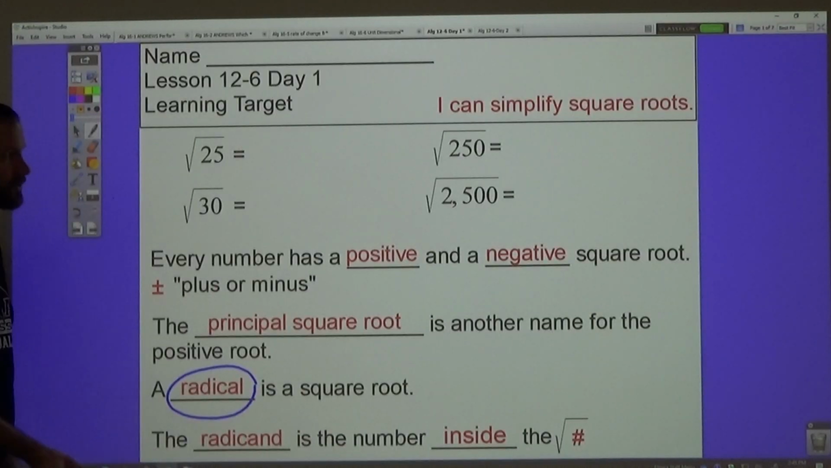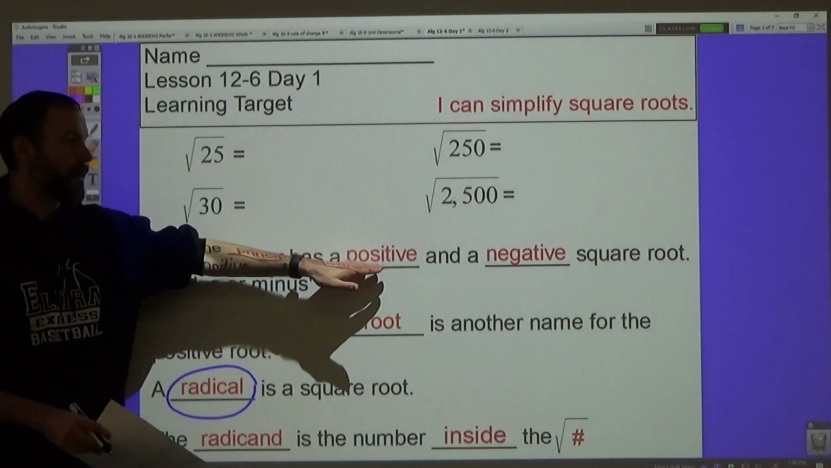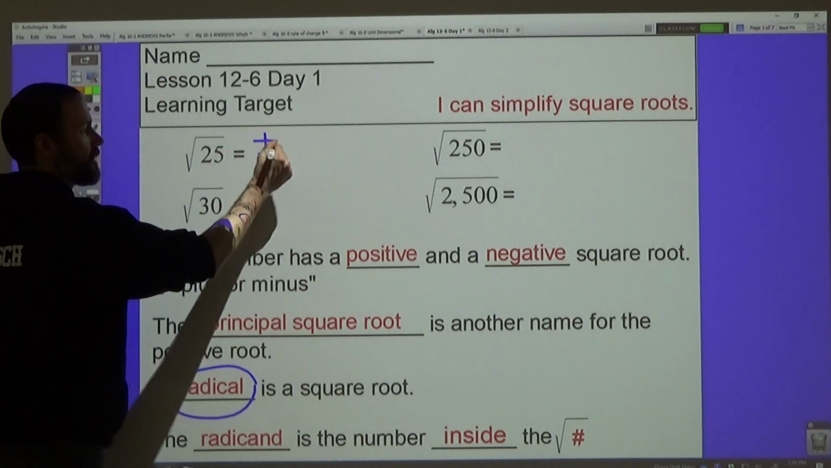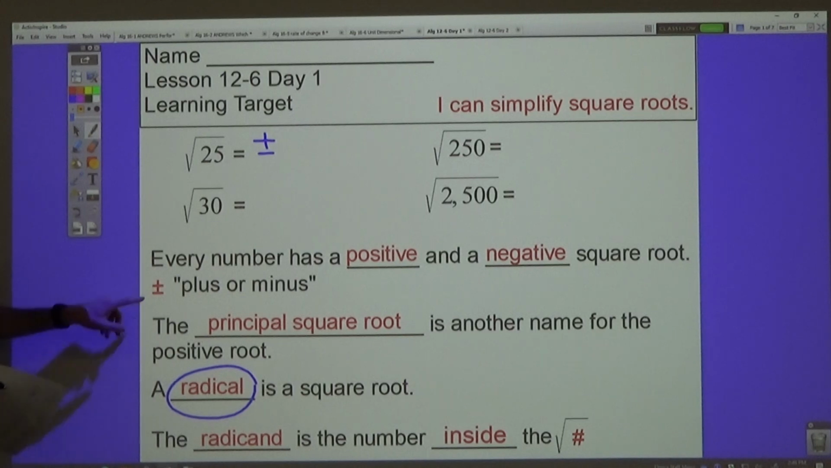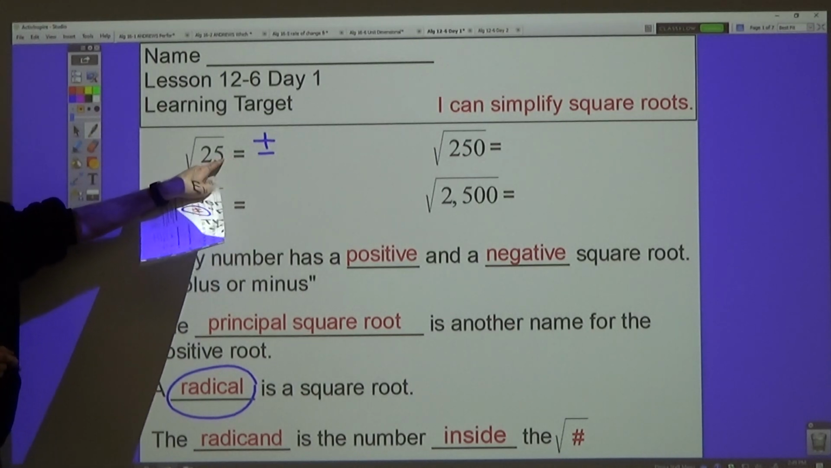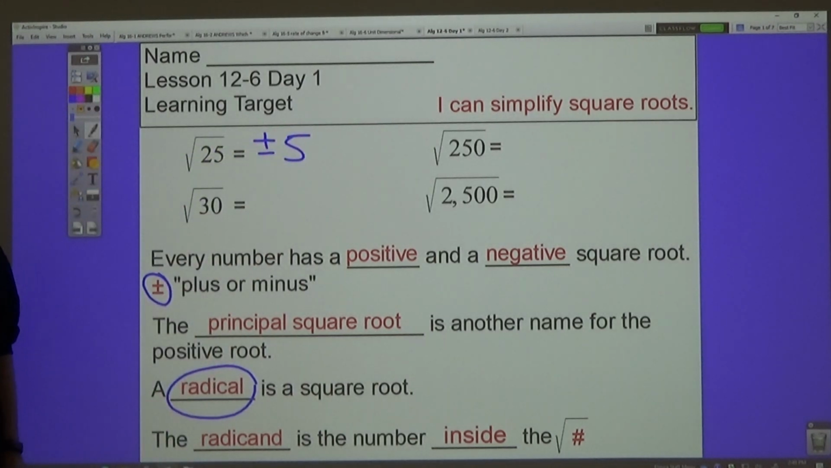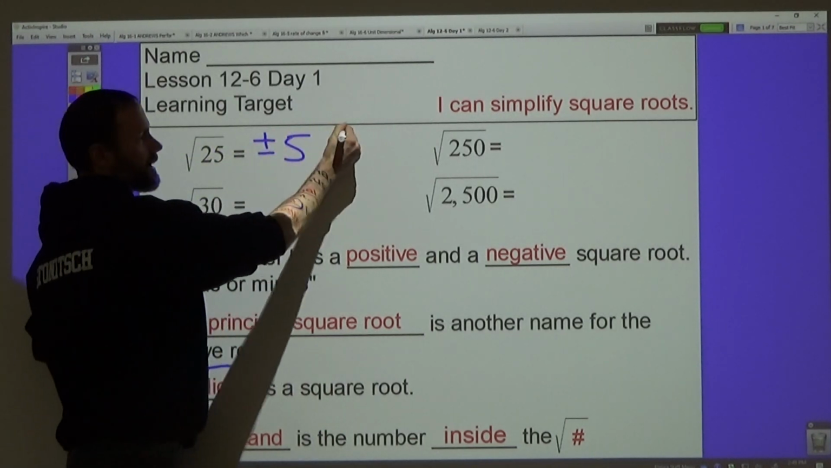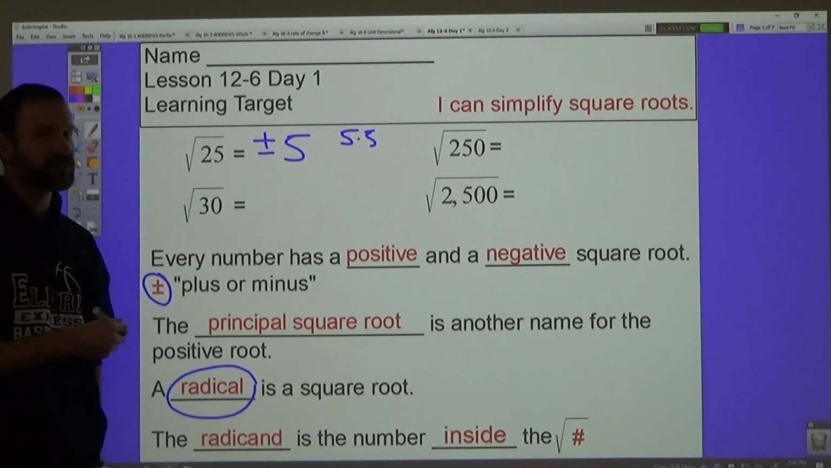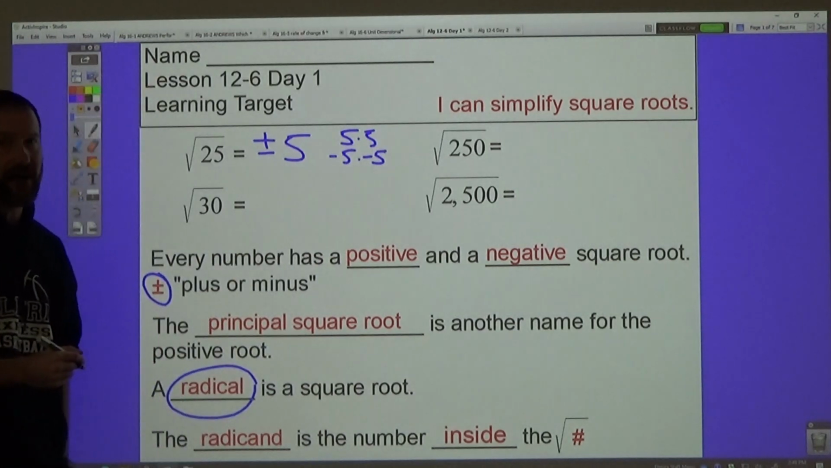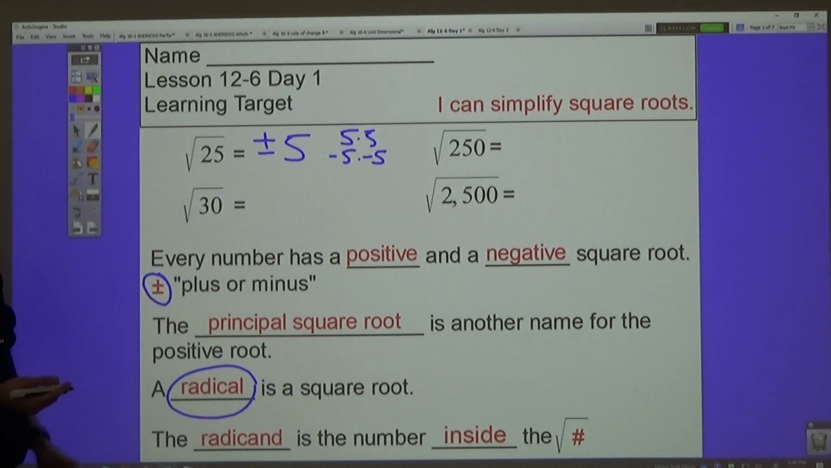But the calculator sort of lies. Every square root has both a positive and negative answer. So you're going to see this symbol a lot in the notes and in your work. It is the plus or minus symbol. Because the square root of 25 is both 5 and negative 5, because 5 times 5 is 25, but also negative 5 times negative 5 is 25.